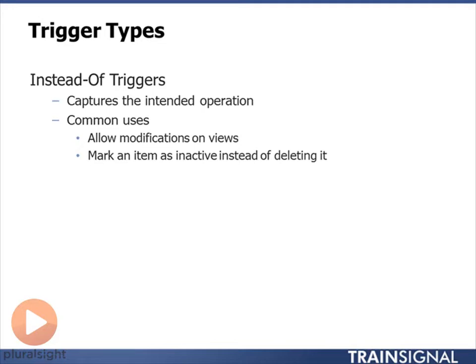Triggers come in two main varieties: instead of triggers and after triggers. An instead of trigger is going to capture the intended operation. So if you're trying to do an insert, an update, or a delete, I'm going to capture whatever it is that you were actually trying to do, and I'm going to do something different. The reason for this is that, one, it will allow me to make modifications in places where maybe I'm normally not allowed to make modifications, in particular with views.